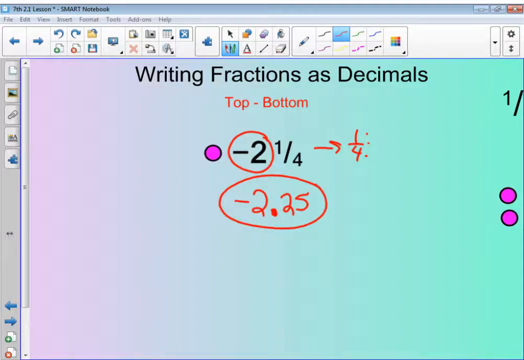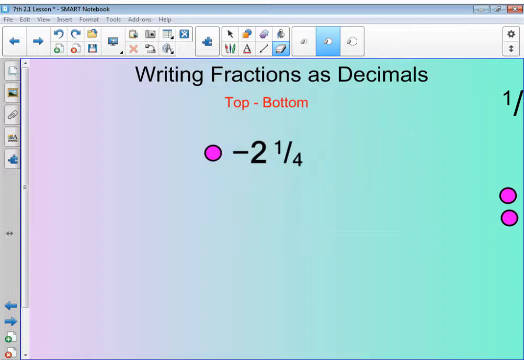So I don't have to change -2 and 1/4 to an improper fraction. I'm just going to carry this -2 down, work with the fraction behind it, and make sure I put my answer behind the decimal. Okay, so I'm going to pull 2 out here and have you guys practice those. You're going to do these next 2.